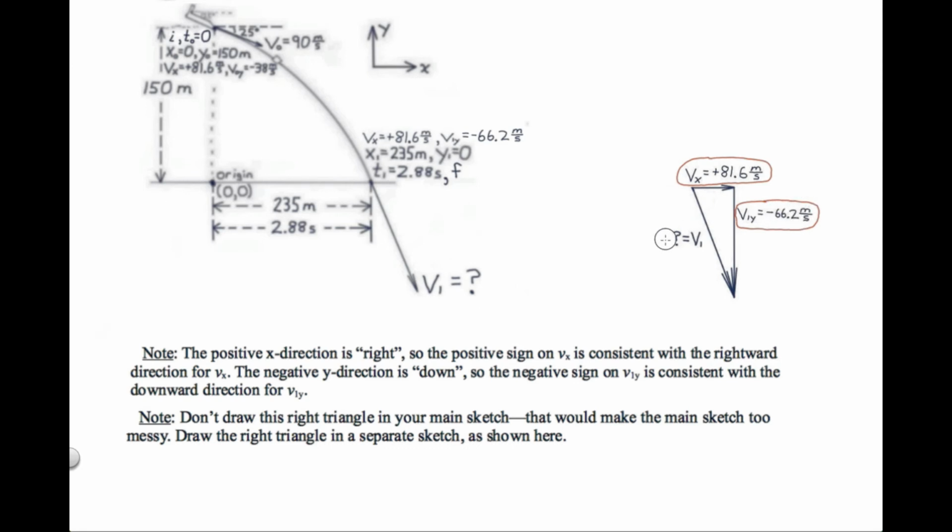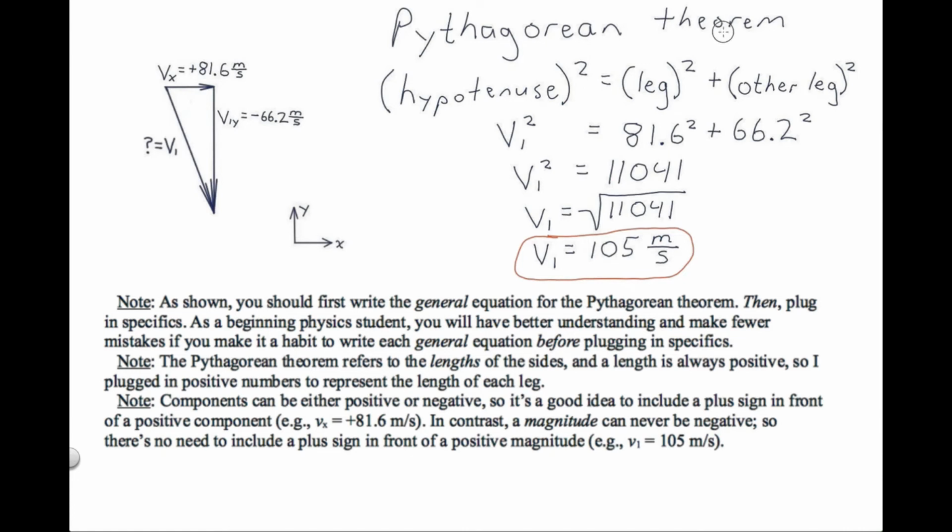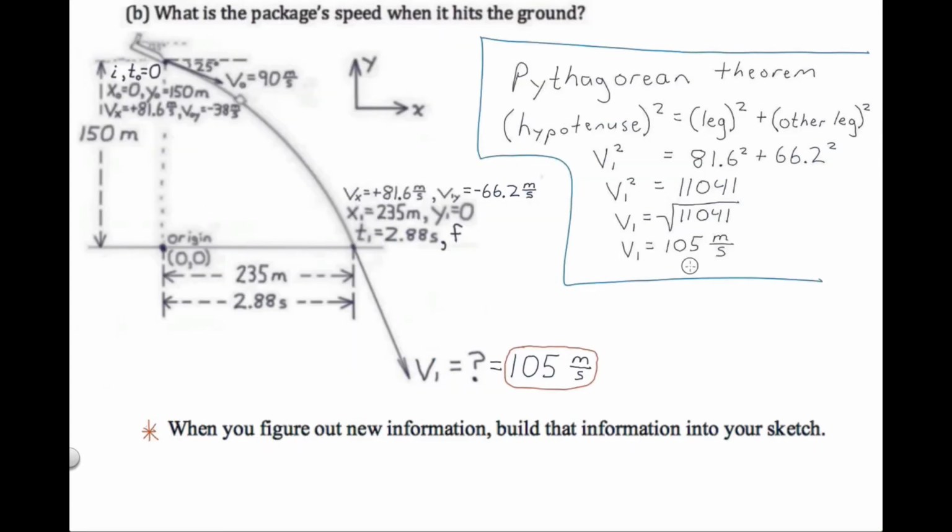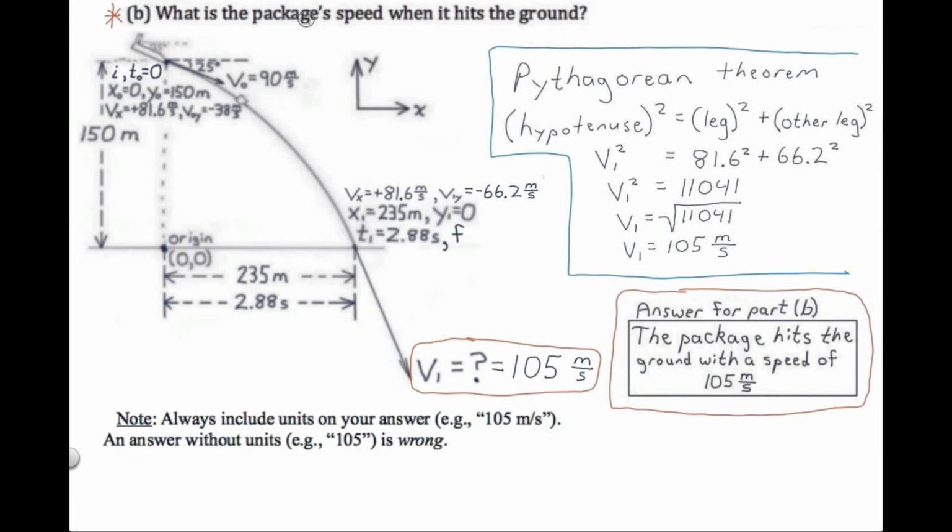The question is asking us for the magnitude of the overall velocity at time 1. We can use the Pythagorean theorem to find the length of the hypotenuse of the right triangle from the lengths of each of the legs of the right triangle. Our result is that the magnitude of v sub 1 equals 105 meters per second. We can build that result back into our sketch. Now we're ready to answer the question for part B. Our answer is that the package's speed when it hits the ground is 105 meters per second.